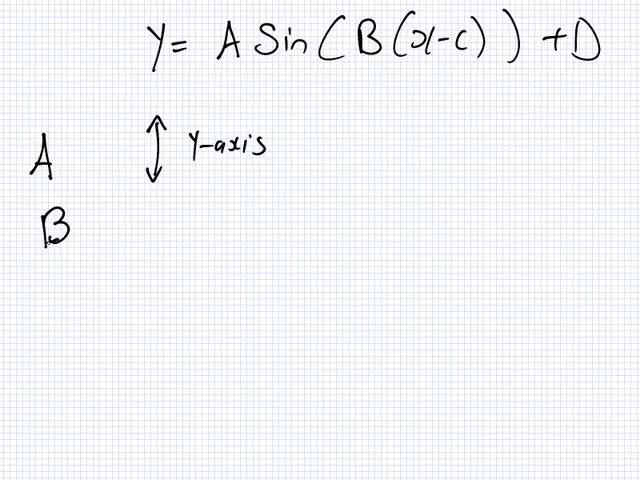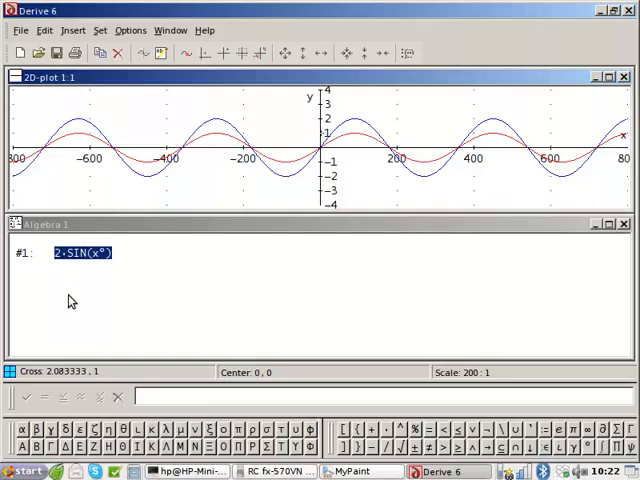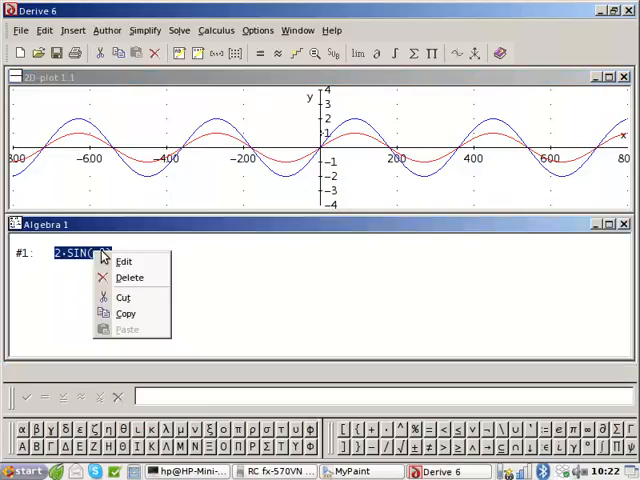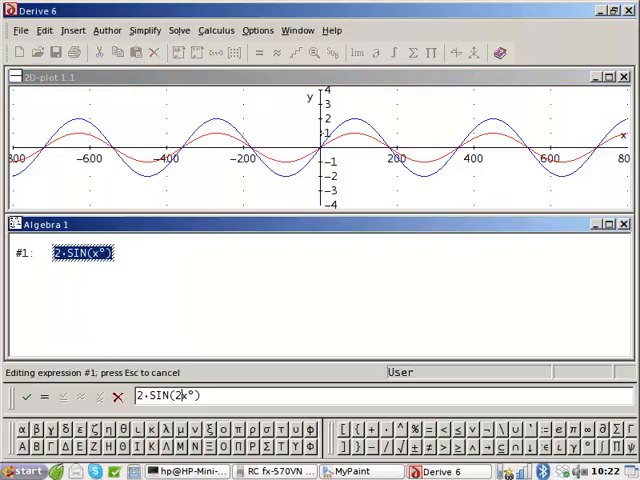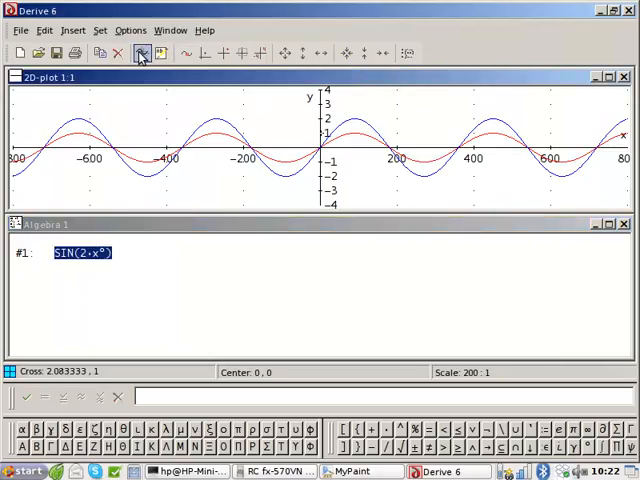Okay, what about the B? What happens with a B? Like if you had a 2, if you had sine 2x, it compresses on the x-axis. So let's just have a look at that. If I had here a 2 in front, it shrinks. It's like it's half the length. It's compressed by 2.